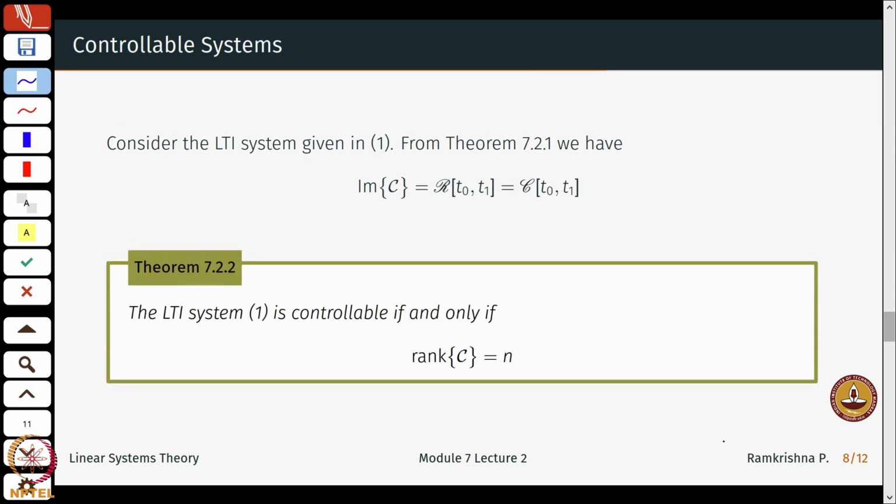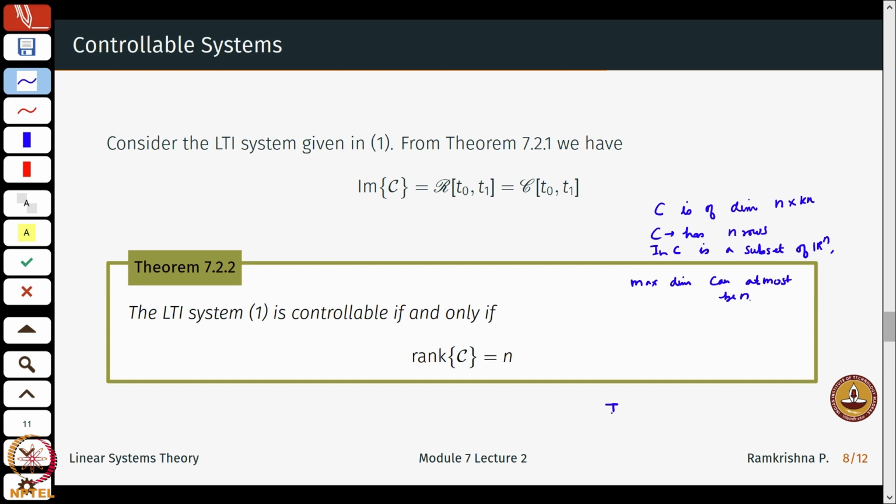Okay. Now, how do we check this? Well, the linear system is controllable if and only if the rank of the controllability matrix is n. Okay, so one way to interpret this is, okay, what is C? C is of dimension n cross k times n. Okay, so C has n rows, and image of C is therefore a subset of Rn, and the maximum dimension therefore can at most be n.